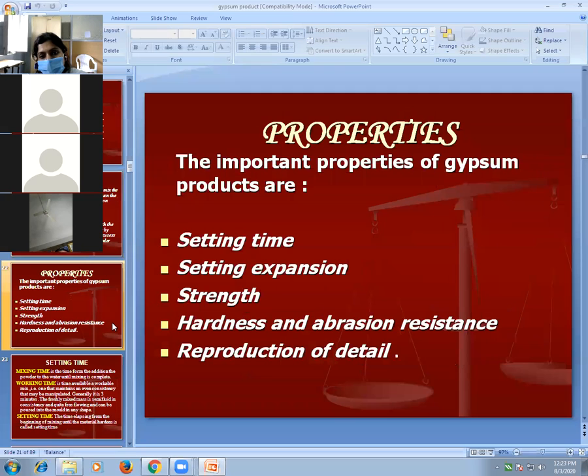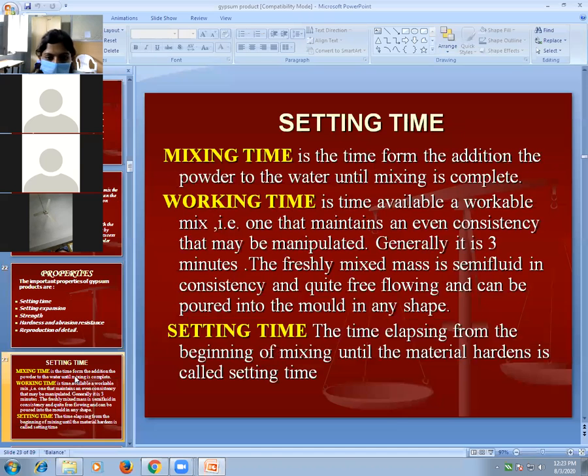Properties. The important properties of gypsum products are setting time, setting expansion, strength, hardness, abrasion resistance, and reproduction of the details. In setting time, there are three types of time actually: the mixing, working, and setting time. Mixing time is the time from the addition of powder to the water until the mixing is completed.